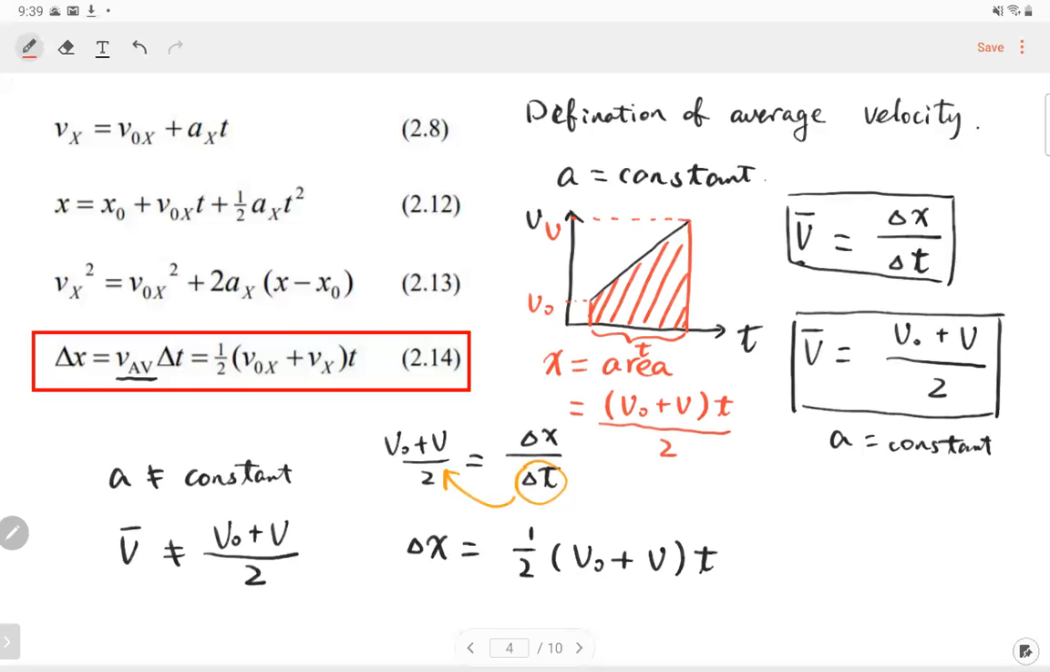So that means this equation comes from the area under the v-t curve. And we know v0 plus v over 2 is the average velocity. So they should be the same thing.